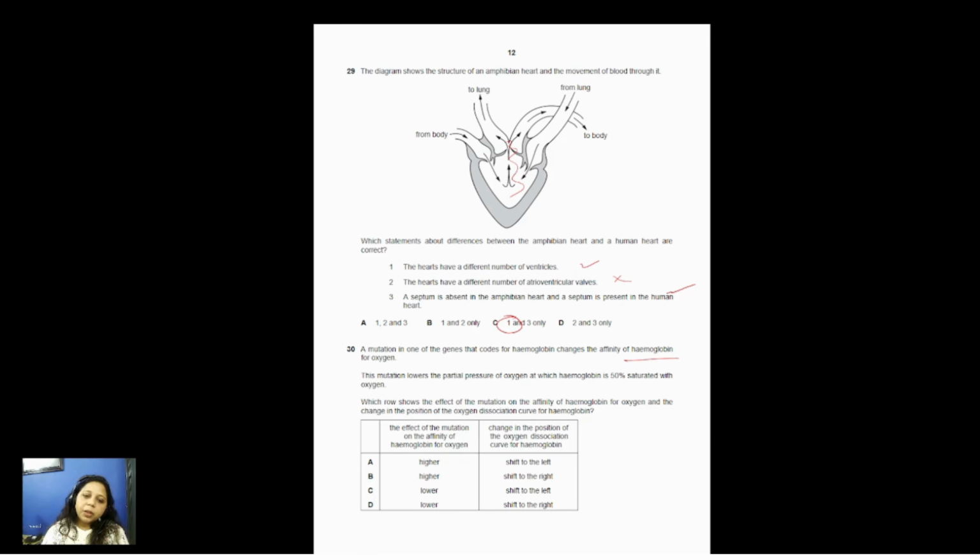Which row describes the effect of the mutation on affinity? So first one is the effect of mutation on the affinity of hemoglobin for oxygen. Number two, the effect of the mutation, definitely it is going to affect. So the mutation has a high effect. Sorry, I already marked it. There is a change in the position of the oxygen dissociation curve, a shift to the left. Simple.